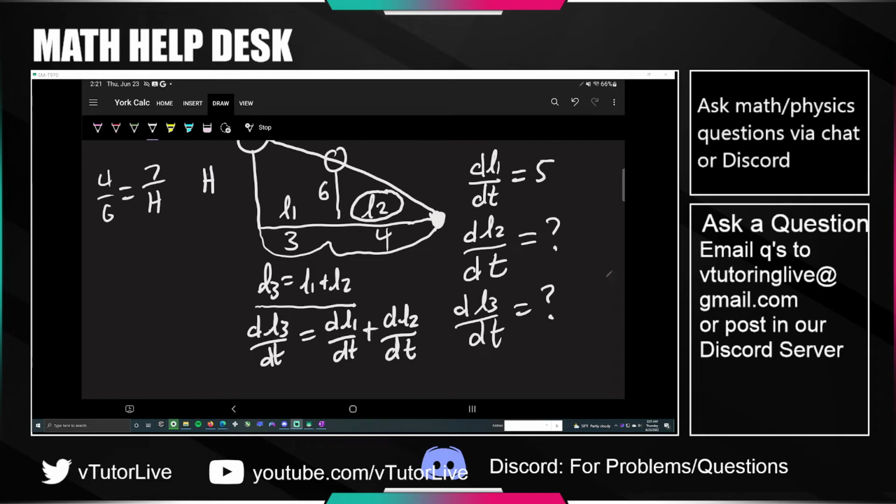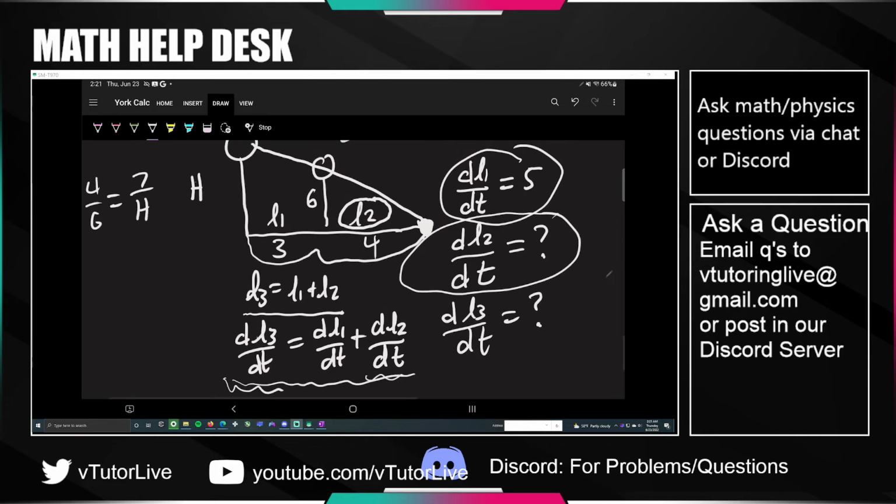Okay, so what's next? Well, the problem gives us L1, and we know from this relationship that if we can find dL2 over dt, then we can figure out what dL3 over dt is, right? If you know any two, you know the third. So that basically comes down to the problem asking us to find dL2 over dt. That's the crux of the problem.